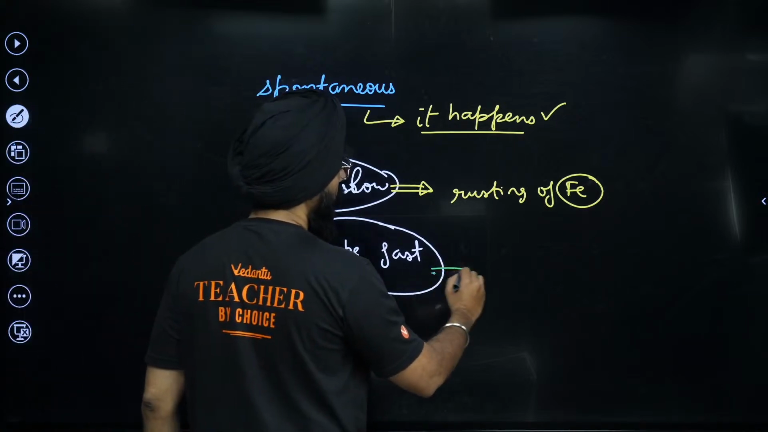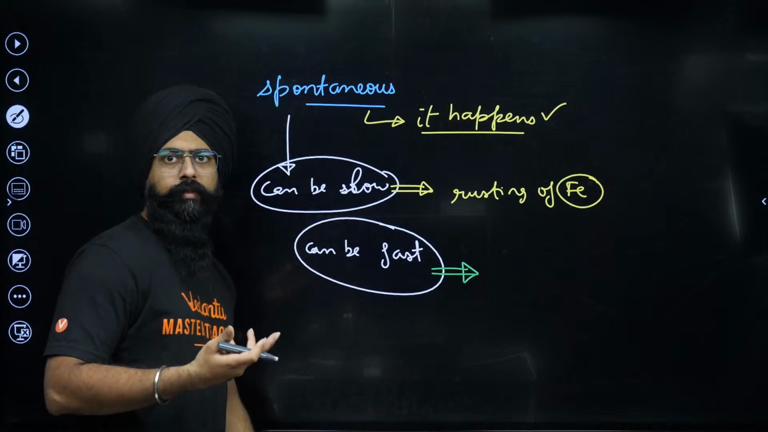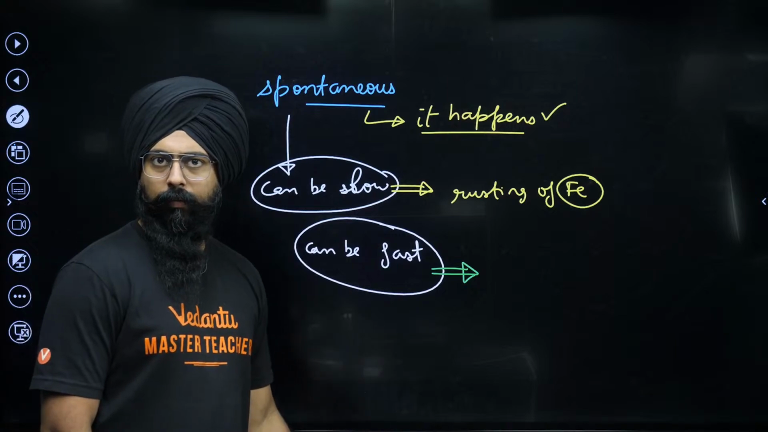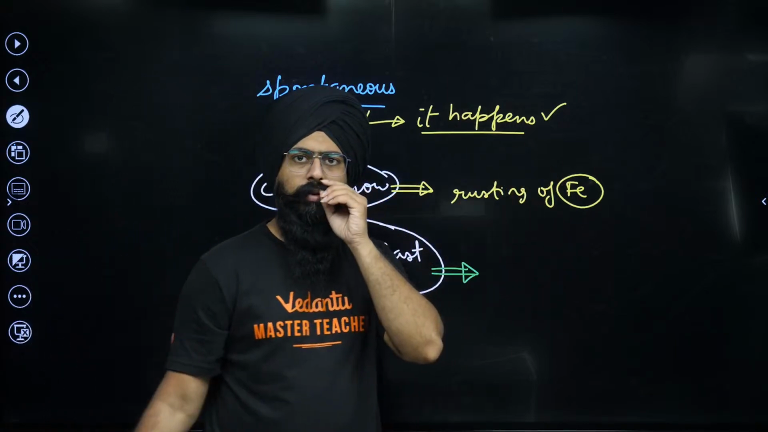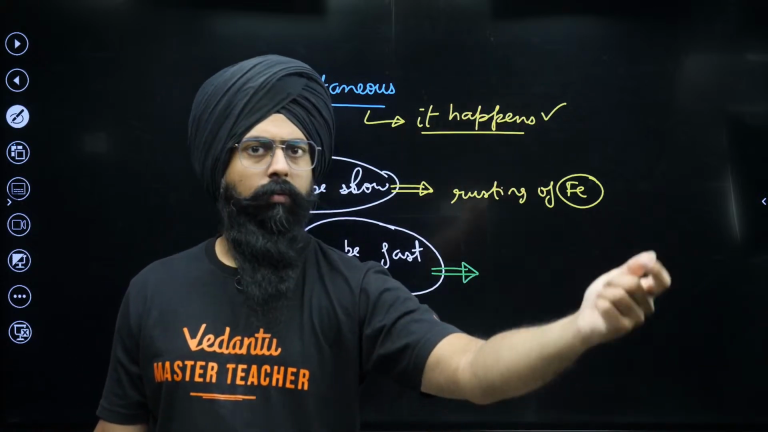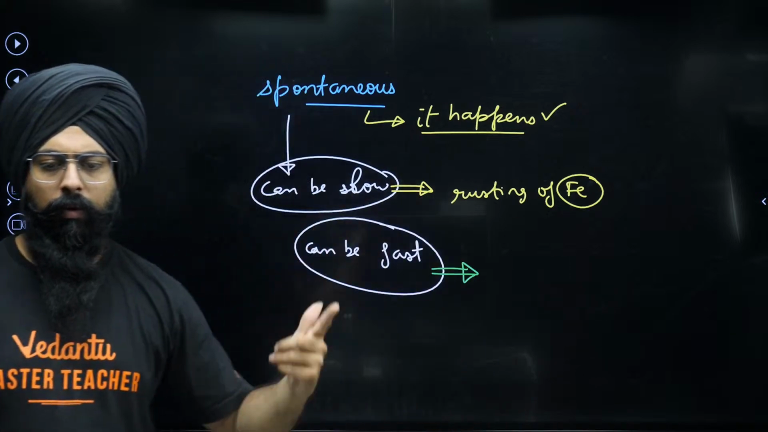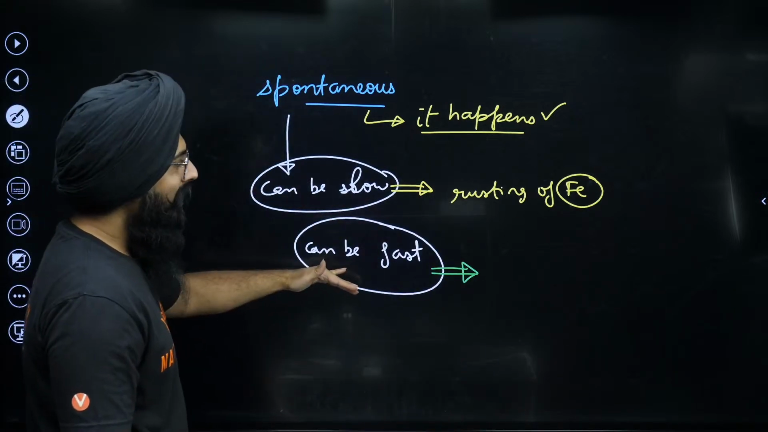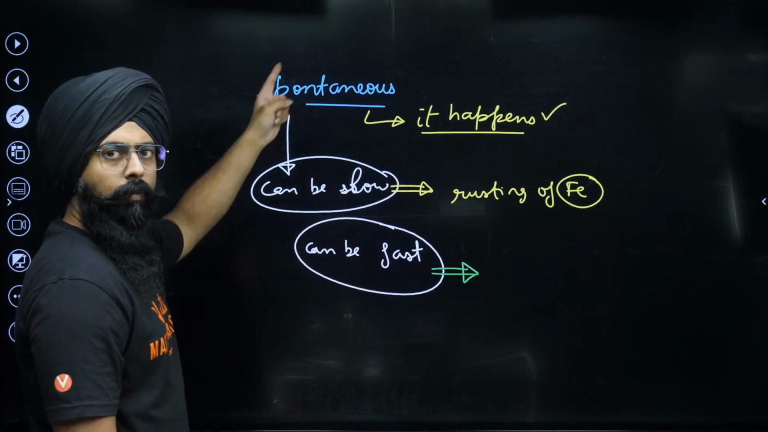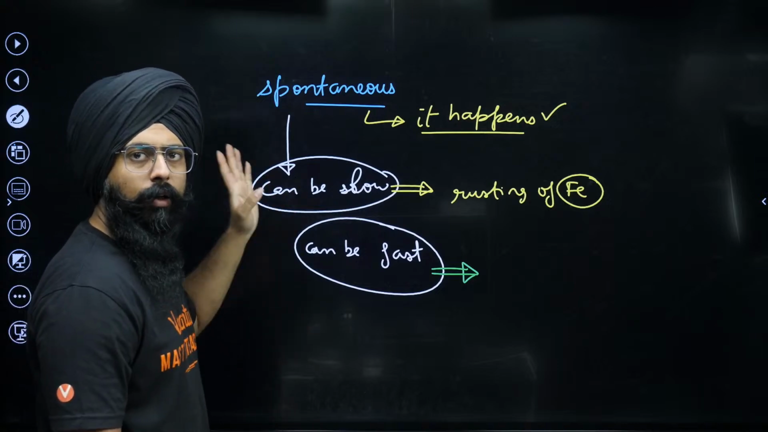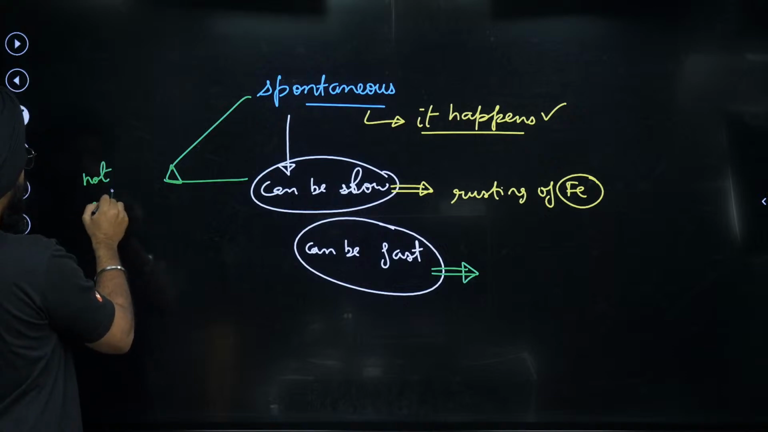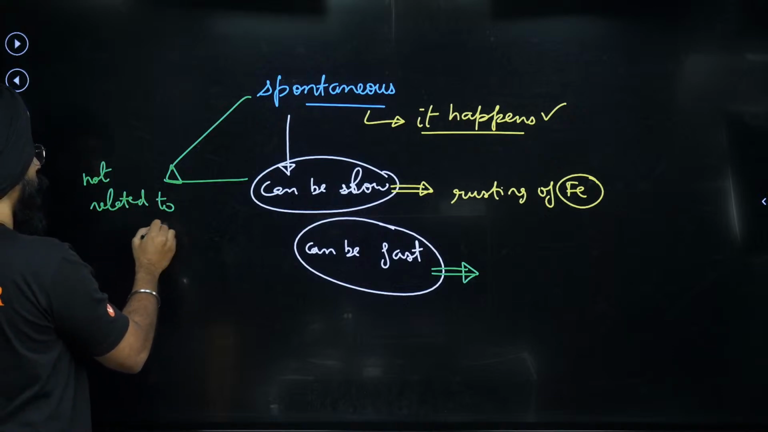Fast spontaneous process. What would be a fast spontaneous process? Once I ignite paper, it keeps burning in oxygen. Yeah. So there are lots of examples of spontaneous process. Once we start the reaction, it keeps happening. So burn paper. Cool. So these ideas, spontaneity is not related to speed.